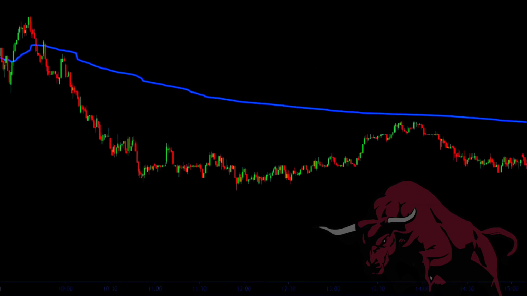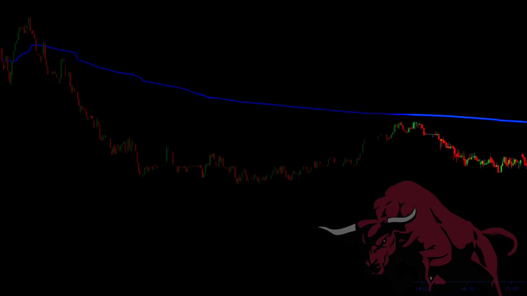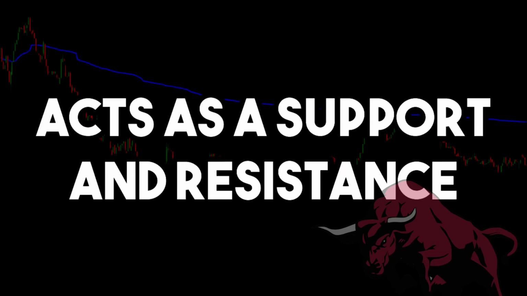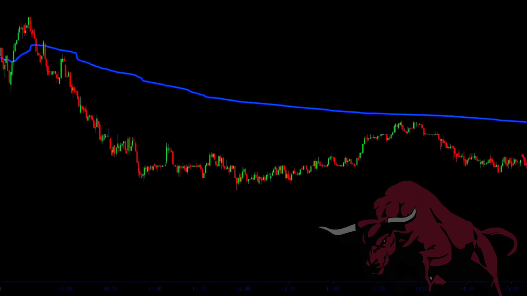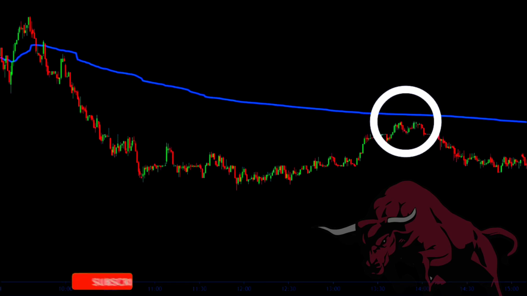Since a lot of traders and hedge funds use the VWAP, it often acts as a support and resistance. Therefore, whenever the price is near the VWAP, we should pay close attention to the price action to see if the VWAP is acting as a support or resistance.